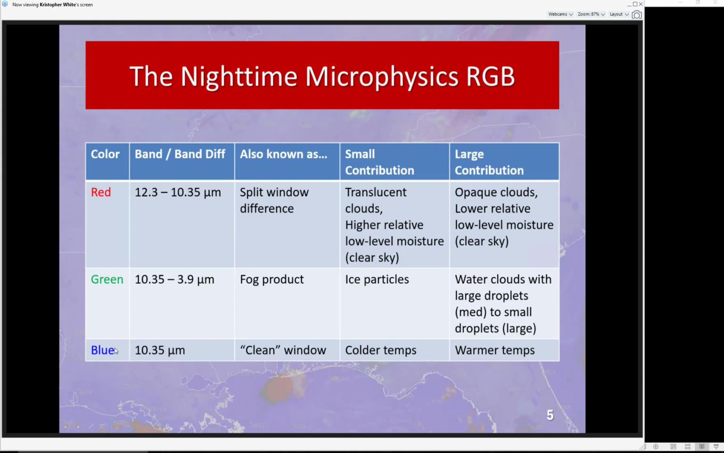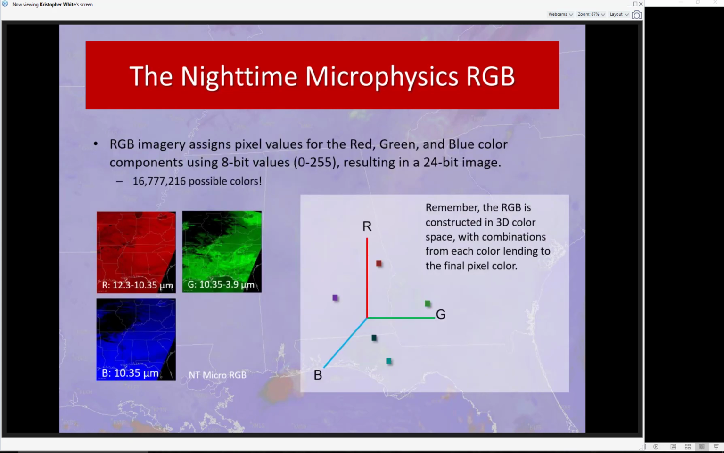And so then the blue color contribution is simply the 10.35 micron band, which is, of course, the clean window. Small contributions of this, or low values of blue, would equate to colder temperatures, whereas higher values of blue equate to warmer temperatures. Okay, so it's important to remember that the RGB is constructed in 3D color space with combinations from each one of those colors lending to the final pixel color.